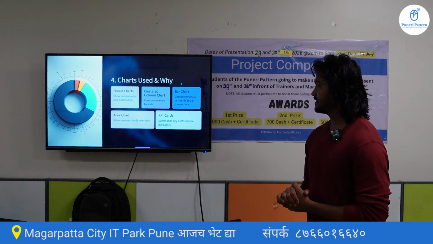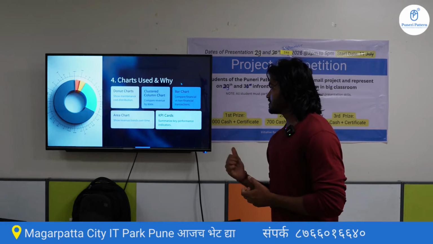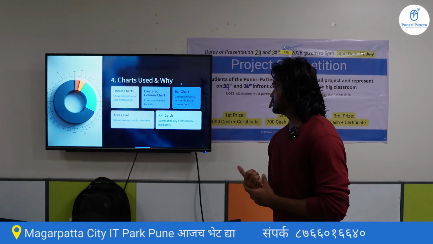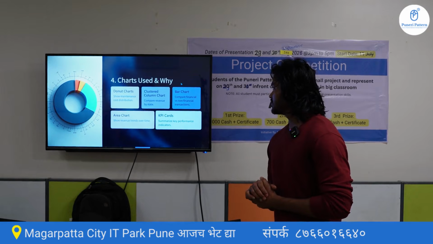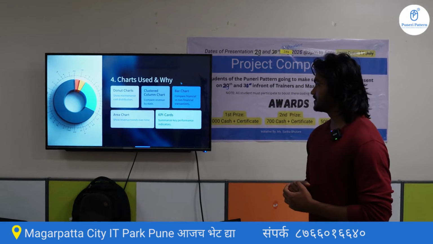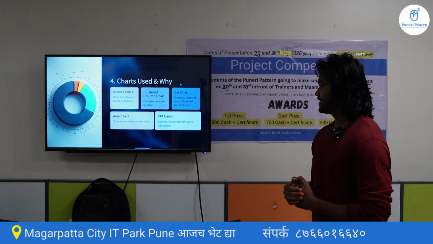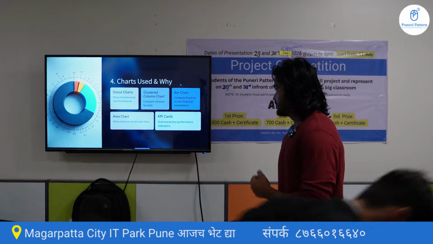Donut chart for the maintenance and cost distribution. Custom chart I use to compare revenue by state. Then bar chart I use for financial and non-financial transactions. Area chart I use for the trend over time, and KPI card for the summaries.